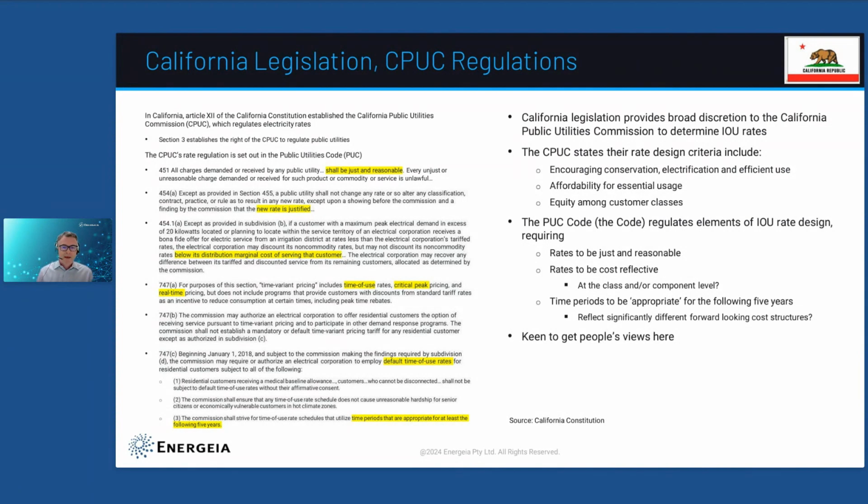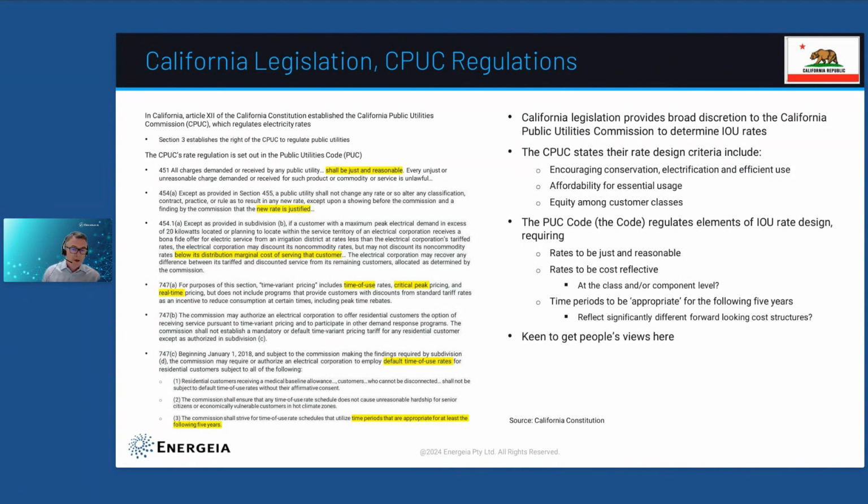And my own suggestion here is that it reflect significantly different forward-looking cost structures, right? So if you're in an off-peak period, that tends to be a lower cost. If you're in a peak period, it's a higher cost, and those should be set roughly aligned to customers incurring usage during those periods, incurring significantly higher or different costs.